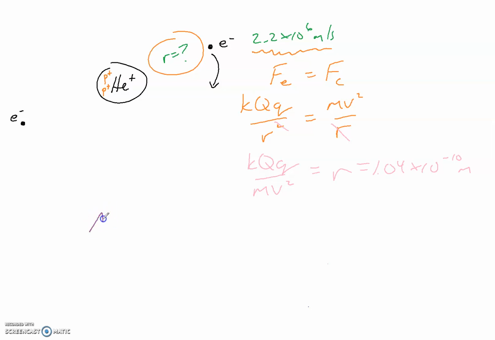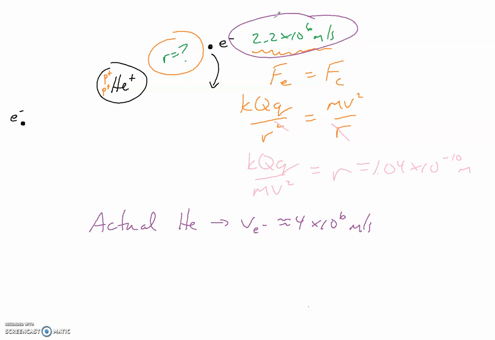So if you take an actual helium atom, the speed of the electron for actual helium is around 4 times 10 to the 6 meters per second. So that's the approximate speed of an electron going around helium, and it has to go a lot faster than it did here, which is the speed we just copied for hydrogen just to practice. It has to go higher than that because since it is closer, it has to go faster in order to try and stay away from that nucleus.